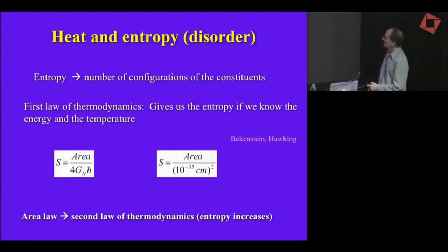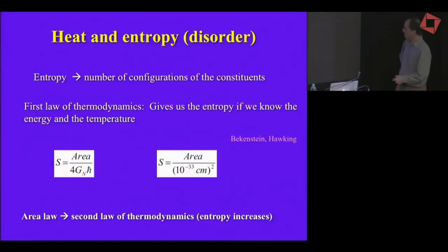Now, there is a related thing whenever we have a thermal system, which is the concept of entropy. Entropy is roughly the number of possible configurations of those microscopic constituents. And the first law of thermodynamics gives us the entropy if we know the energy and the temperature. Hawking's formula gives us the relationship between the mass of the black hole and the temperature, and so we can calculate the entropy. And it turns out that the entropy is the area of the horizon in units of the so-called Planck length. This is a very tiny length, so for a macroscopic black hole, this is a very high entropy.